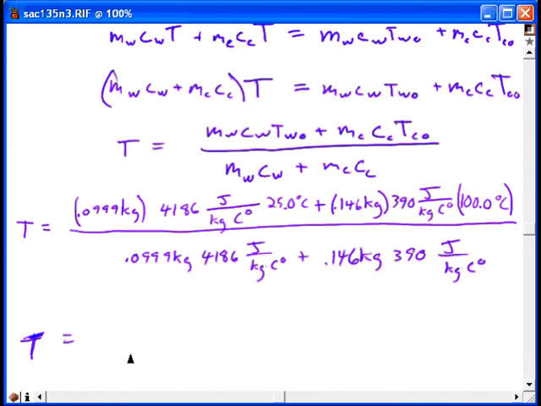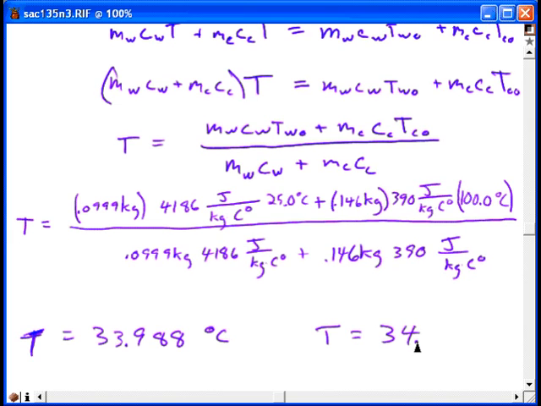But our final temperature evaluates to 33.988 degrees Celsius, to too many sig figs, and I'll round that off to T is equal to 34.0 degrees Celsius. I've written 3 sig figs. Every value in the calculation has at least 3 sig figs, with the possible exception of this one. We can't tell whether that's got 2 or 3 sig figs.